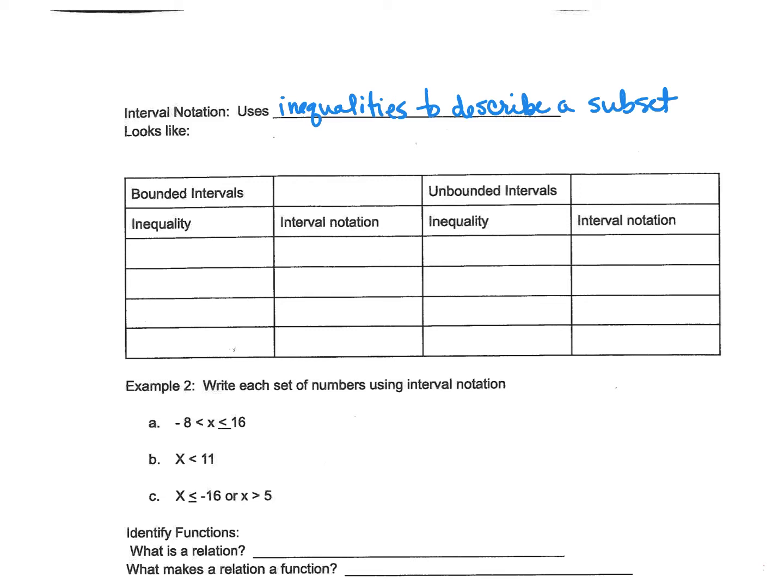So we use inequalities to describe the subset. So what are the inequalities we can have? We could have x is greater than or equal to a, but less than or equal to b. That would look like this. Bracket a, comma b, bracket. These are bounded intervals. By bounded, we mean they're equal to, or not equal to. They have a beginning and an end, right? Bounded means they have a beginning and an end.